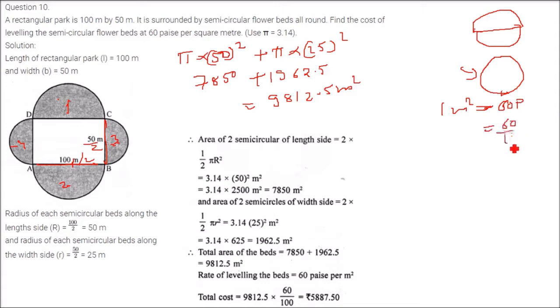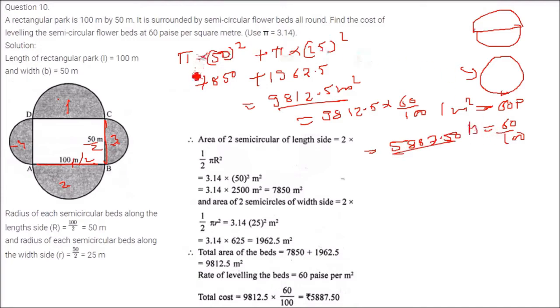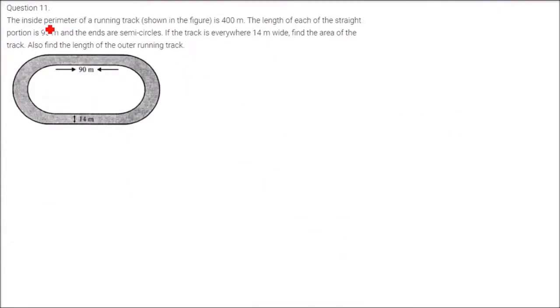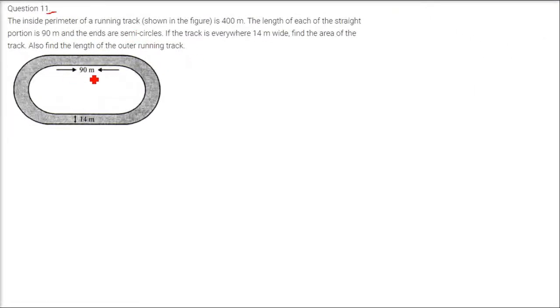So for 1 meter square, how much is the cost? 60 paisa. So let us convert it into rupees, 60 by 100. So for 1 meter we have 60 by 100. For this much meter, how much? 9812.5 into 60 by 100. And this is going to come as 5887.50. This is your answer. This is in rupees.